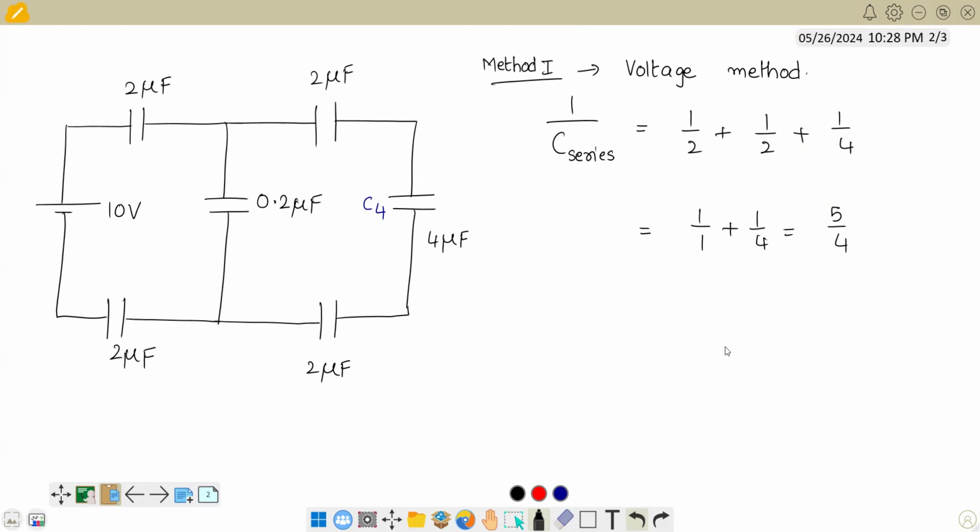Another important thing is, don't try to solve all three in a single go. If you are very good with maths, it's fine, but otherwise don't try to solve all three. Don't try to find the LCM of these three. First solve two terms, then solve the next one. So from this we'll get C series equals 4 by 5. 4 by 5 means 0.8 microfarad. So this is 1 by C series, and C series would be the inverse of this, that is 4 by 5. Once we got this, let me redraw this diagram in the next page.